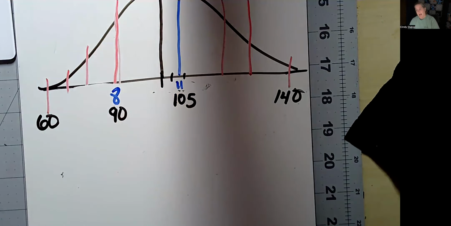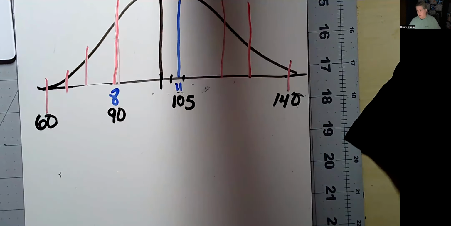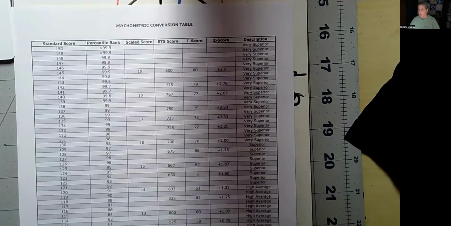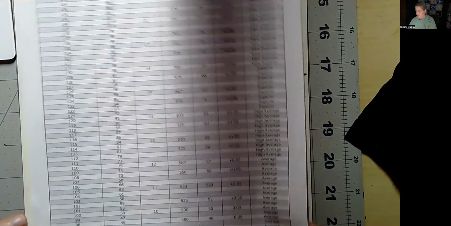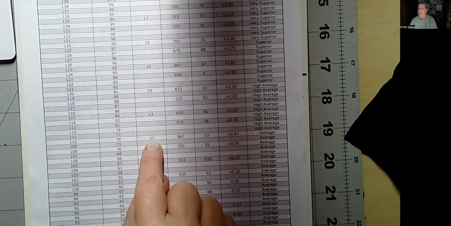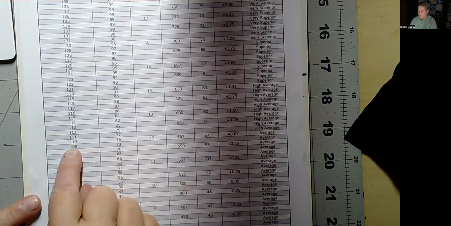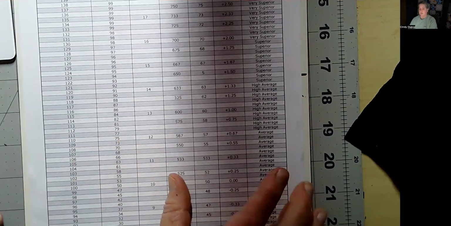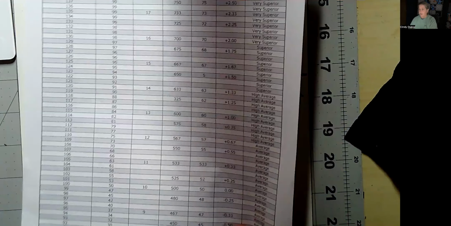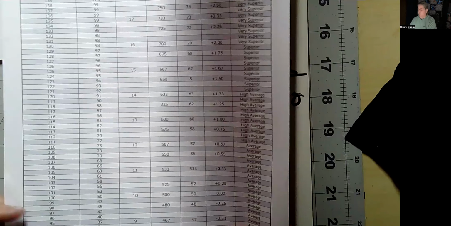Now, there's actually a formula to do the calculation to come up with that. Or if you're a parent and you don't want to learn the math, they make a psychometric conversion table, and it will tell you here, if you score a scaled score of 12, that would then be a standard score of 110, and it would put you in the 75th percentile. That then helps you better understand your individual student's performance.